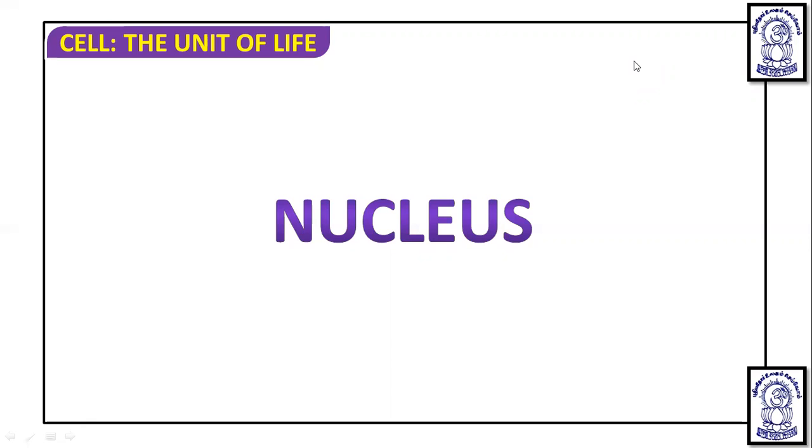Dear students, we are in continuation of the chapter, the cell, the unit of life, and we are going to discuss today in detail about the brain of the cell, that is the nucleus. Why do we call the nucleus the brain of the cell? Because all the activities of the cell are controlled or regulated by the DNA which is present in the nucleus. So we call it the brain of the cell.